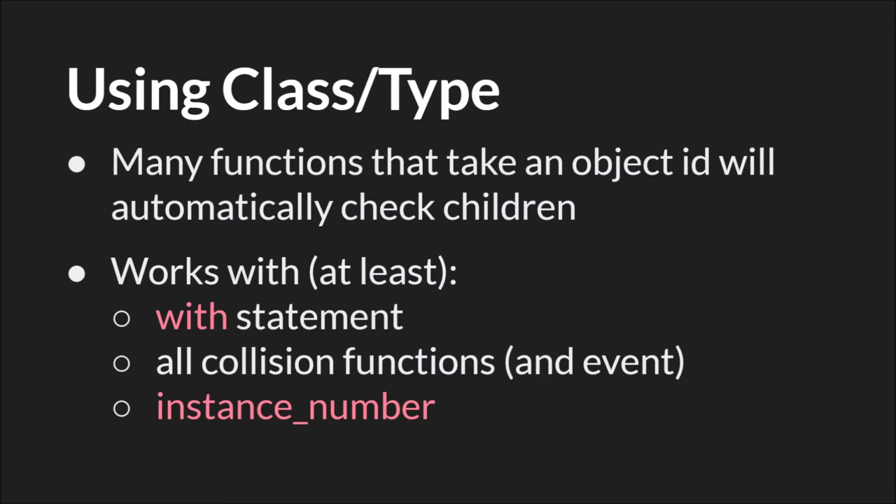So first let's talk about using inheritance to make classes or types in GameMaker Studio 2. Many functions that take an object ID will automatically check children and children of children all the way down the line. What this means is that with inheritance, you can use a single object ID and check multiple different types of objects. Inheritance can be used with a with statement to check multiple different objects. When you use an object ID with, I think, all of the collision functions and the collision event, it will check all children of that object, and instance number will count children as well. There might even be more than these, but these are the ones that I use and see used most frequently.